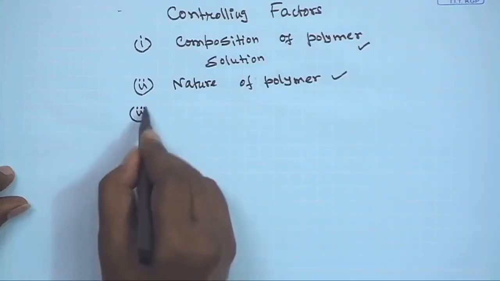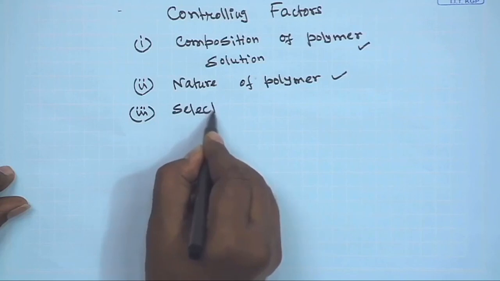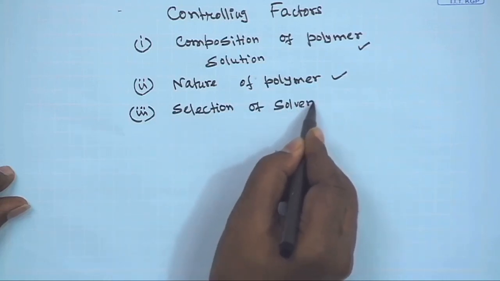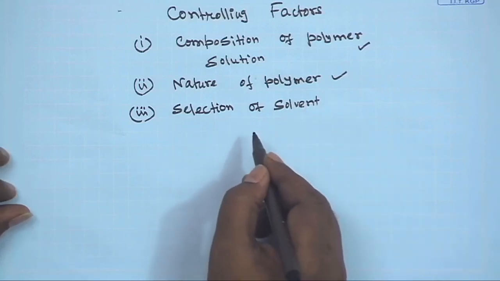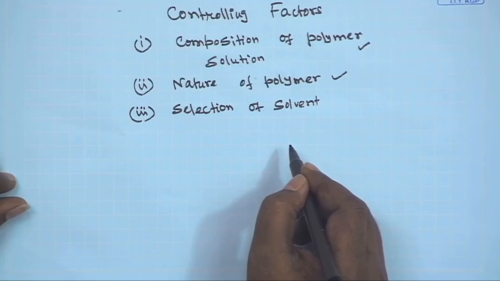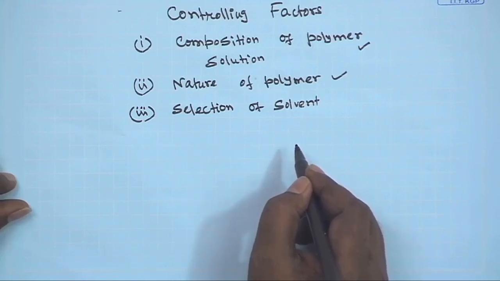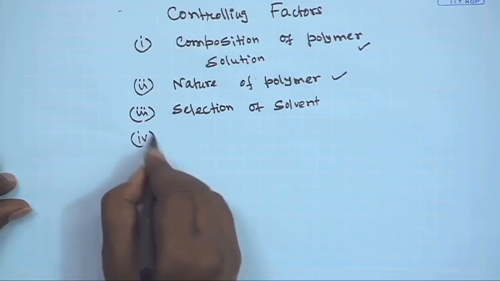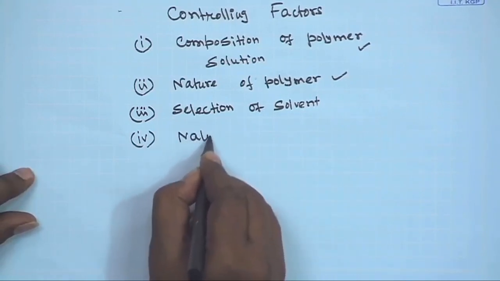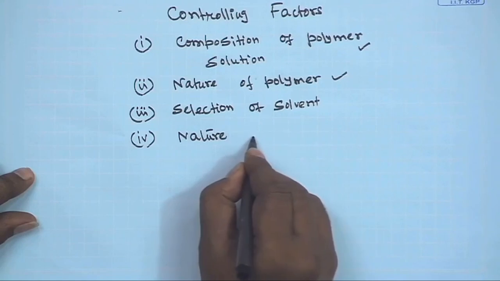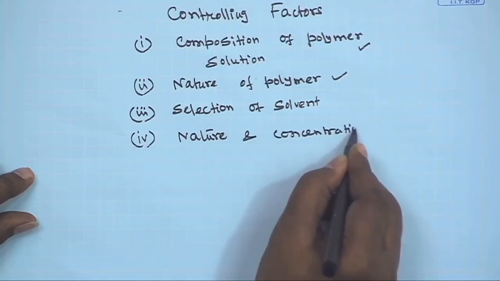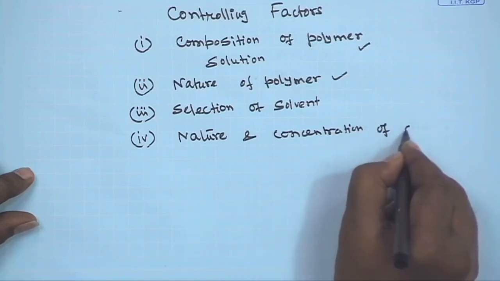Third one is the selection of solvent. Depending on whether you select DMF, DMSO, DMSE or acetone, the pore size distribution of the membrane will be altered. Fourth one is the nature and concentration of additive.